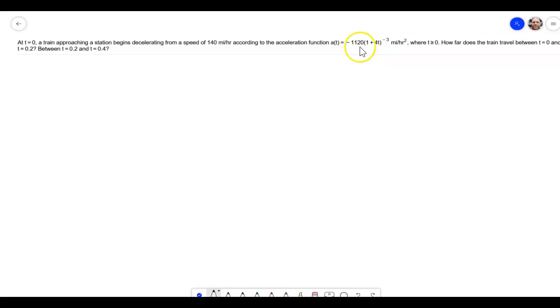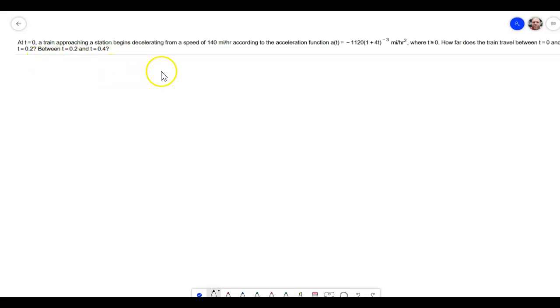a(t) is equal to negative 1120 times (1 plus 4t) raised to the negative third miles per hour squared, where t is greater than or equal to 0. How far does the train travel between t equals 0 and t equals 0.2 and between t equals 0.2 and t equals 0.4? All right, so this is going to take a little bit of work here.